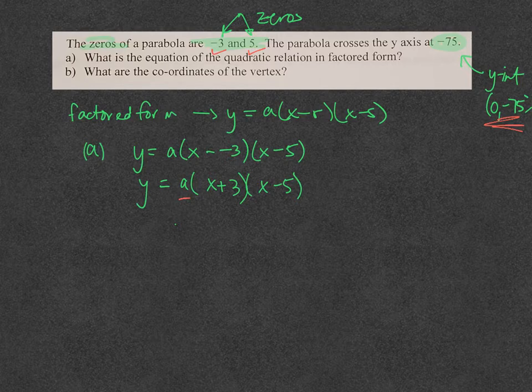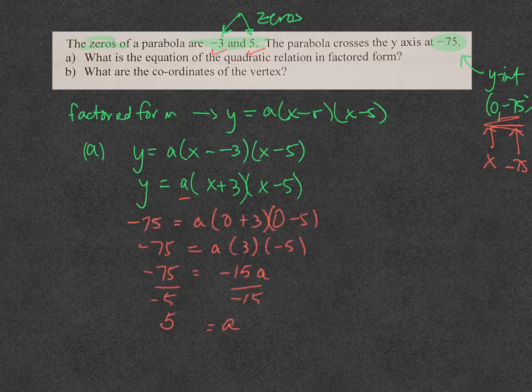So I'm going to plug in 0 for x and -75 for y, and then solve for a. I plugged in -75 for y over here, and then I plugged in 0 for x over here and here. I solve for that and I get a equals 5. So now I can write the equation.